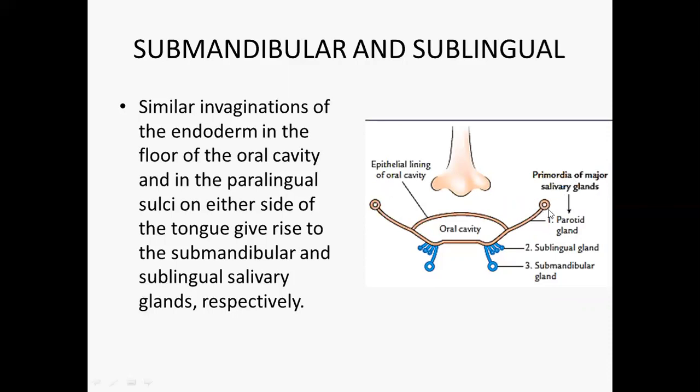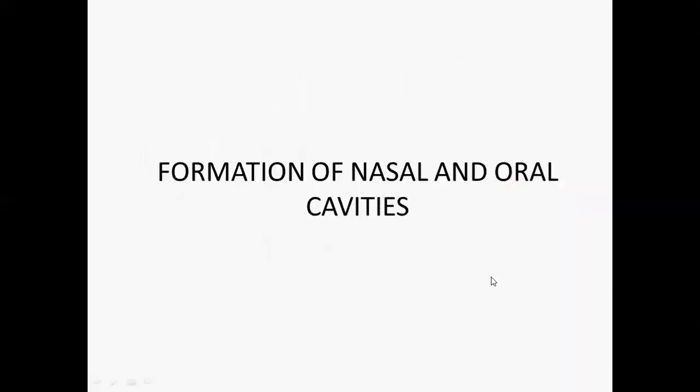It will have a dorsal component giving rise to the gland proper, and a ventral component giving rise to Stenson's duct, whereas the endodermal furrows at the paralingual sulci in the floor of the mouth are endodermal in origin, so they will form the sublingual and the submandibular glands.